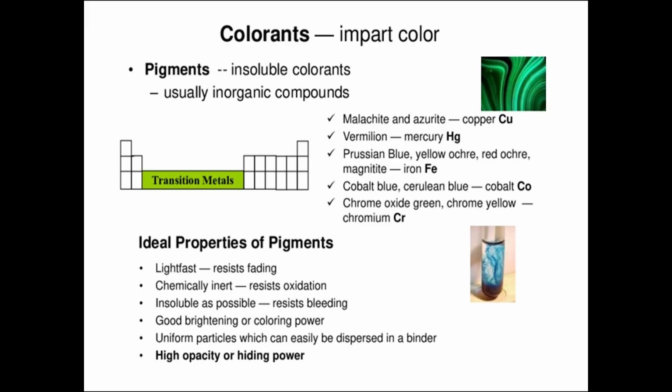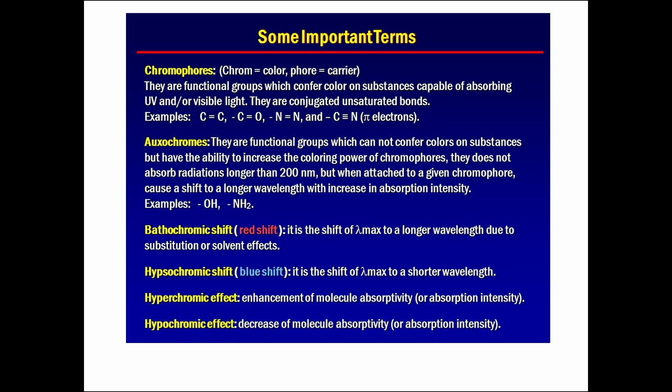And using these transition metals in the pigments, they have ideal properties. That is, they are chemically inert, they have good fastness, they are as insoluble as possible, they give vibrant colors, they have uniform particle size, and the very special ideal property is that they have high opacity or hiding power.